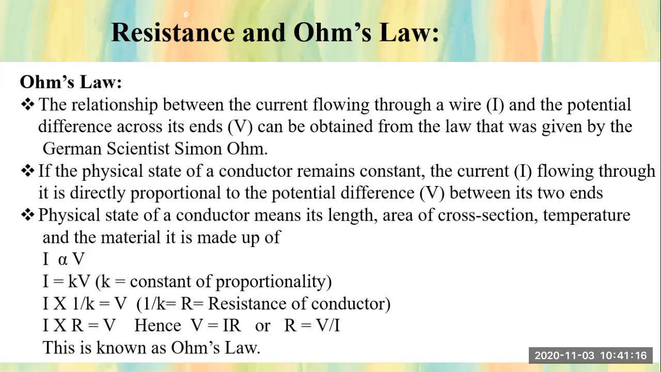Now, what is the symbol of current? Capital I, right? And what is of potential difference? V. So see, in the equation we have seen I is directly proportional to V. Directly proportional to V means if I will increase, V will increase. That is, current will increase, potential difference will increase. If current will decrease, potential difference will decrease, and vice versa.